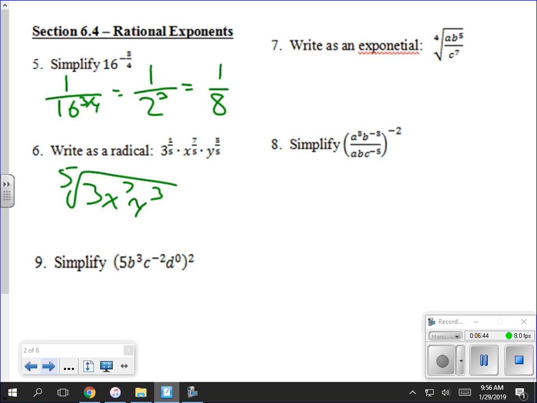Now, if you simplified the radical after doing this, if you had that right, I wouldn't mark you wrong for it, but this is all it's asking you to do. So don't go any farther than that and screw it up.